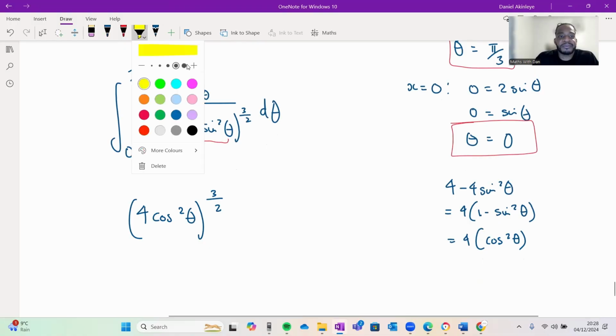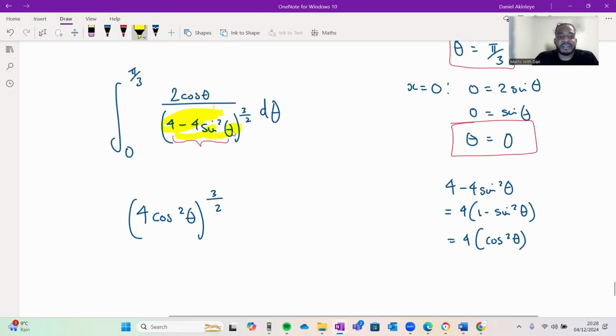That right there is the same as this right here. Now, can this be simplified, guys? Okay. The question was to the power of 3 over 2, so that's why I've got 3 over 2 there. But now, what do I do from here?